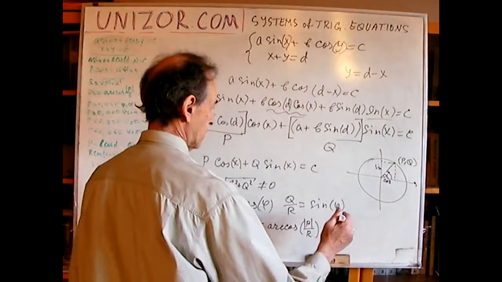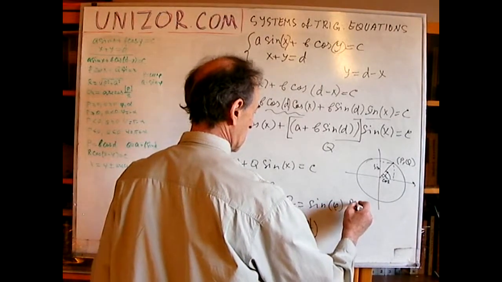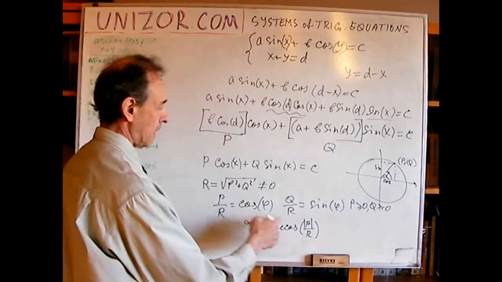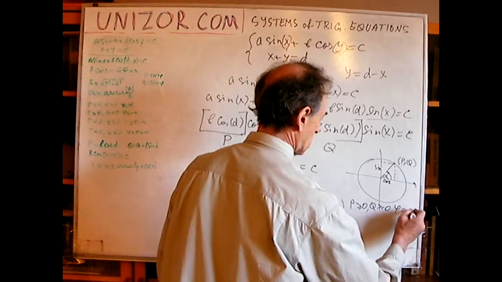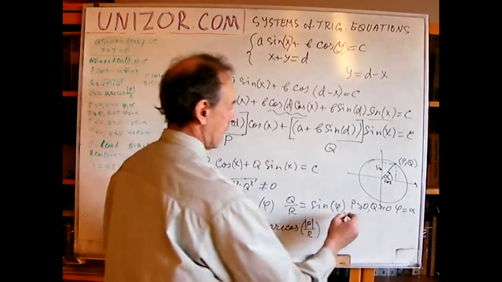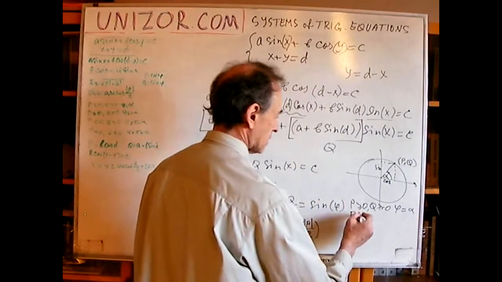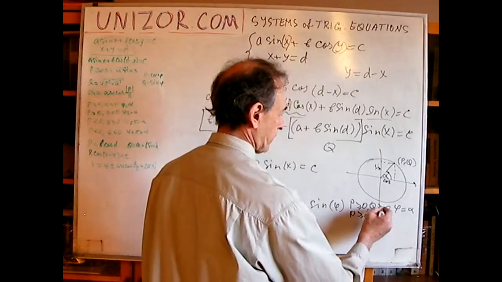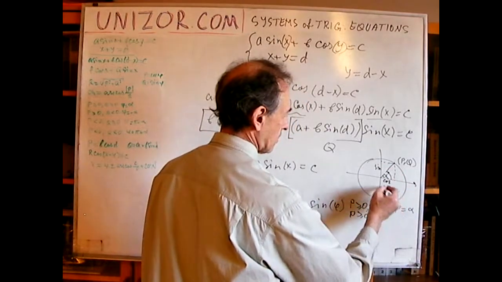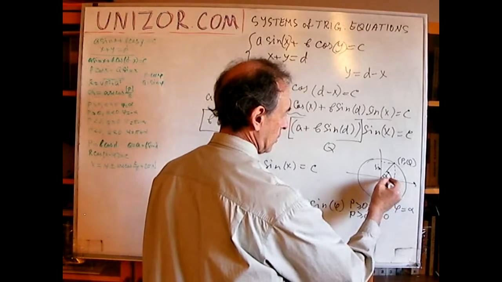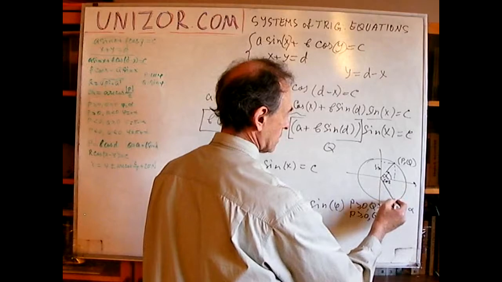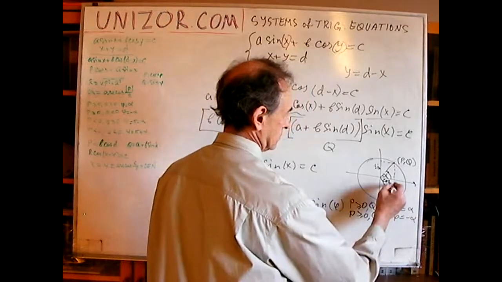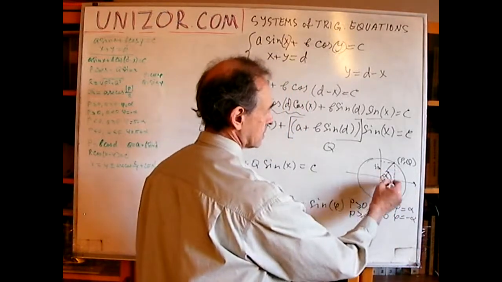So now we have different cases. If p is greater or equal to 0 and q is greater or equal to 0, then my angle phi is exactly alpha, because it's in the first quarter. Now, if p, which is the abscissa, is greater or equal to 0, but q is less than 0, so it's here. So abscissa p is greater than 0 and ordinate is less than 0. Then phi is equal to minus alpha. Right? This is alpha, this is minus alpha.